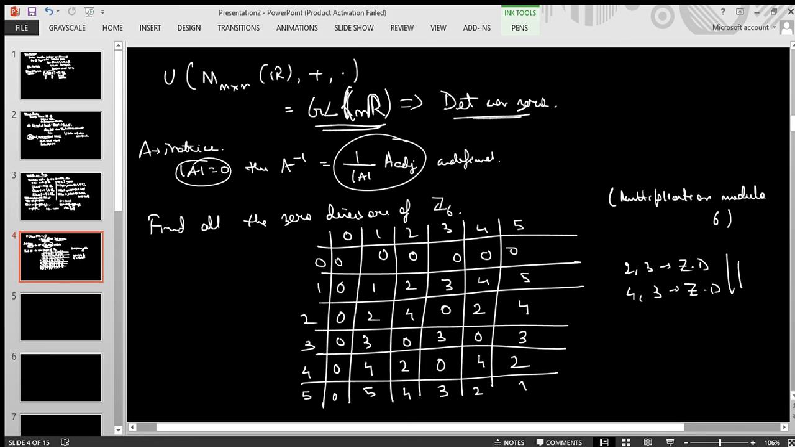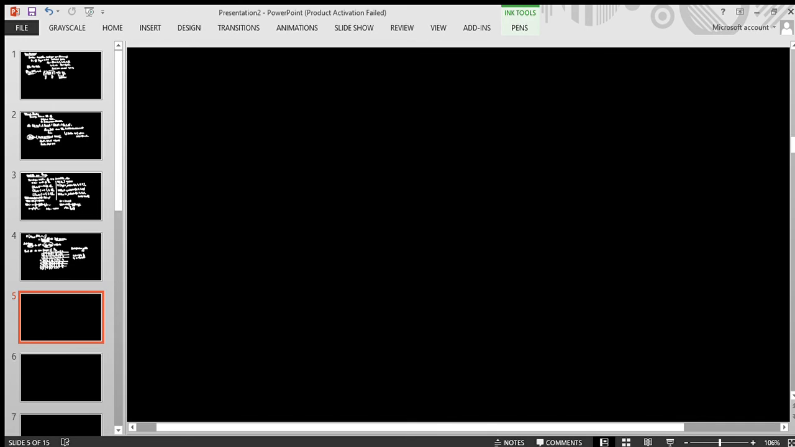Acha. Now, how to basically find zero divisors of Zn ring?